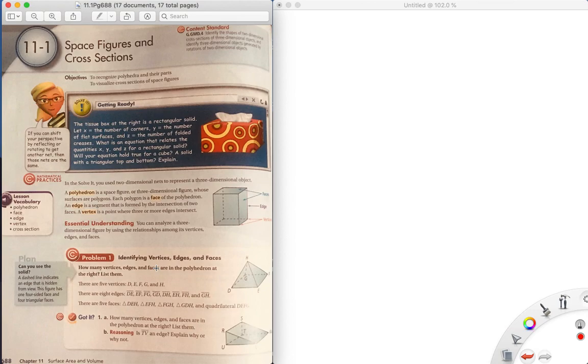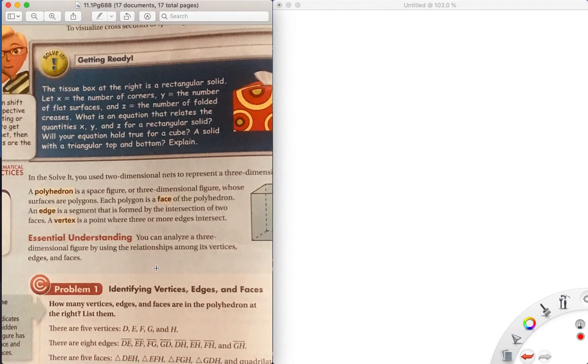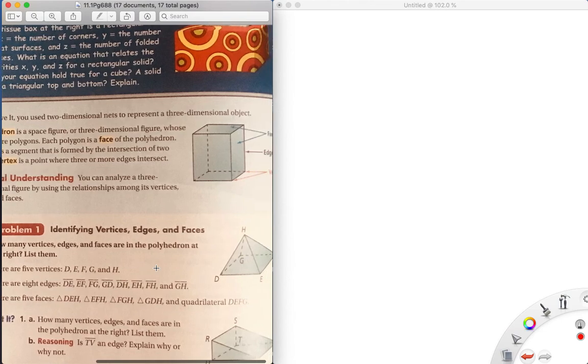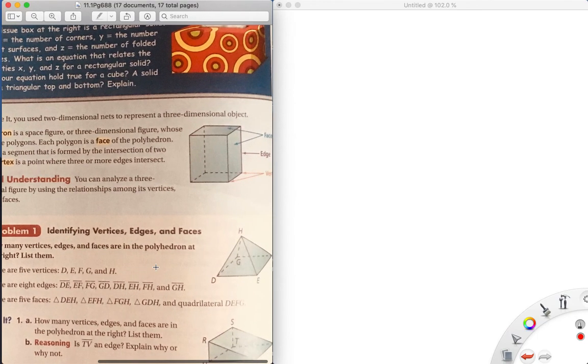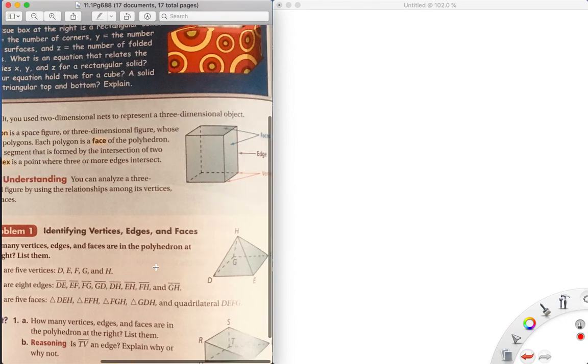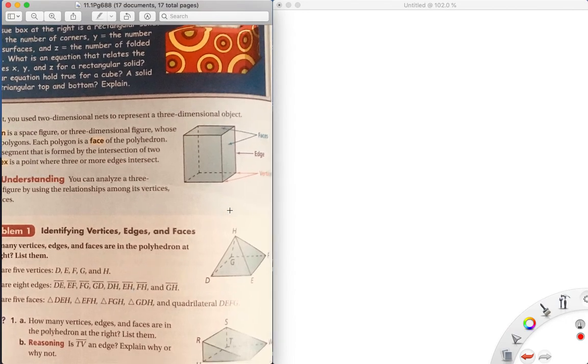So down here, they give us an example. We have a triangular pyramid over here, or a rectangular pyramid. They want us to find how many vertices they have. There's 5. Remember, it's the corners. So we have vertex D, vertex E, vertex F, vertex G, and then vertex H on top. So that's 1, 2, 3, 4, and 5 vertices.